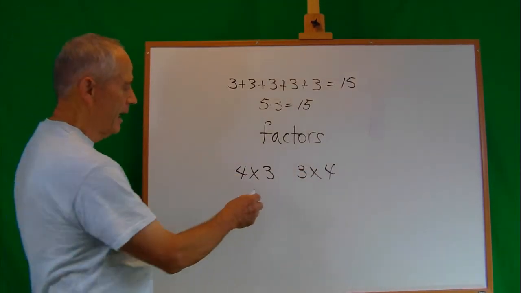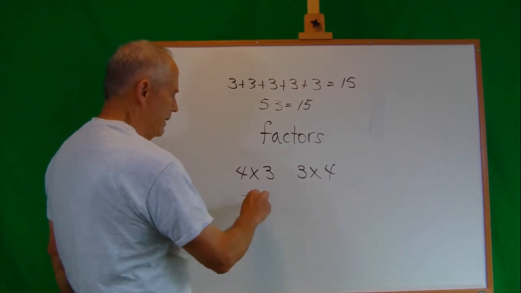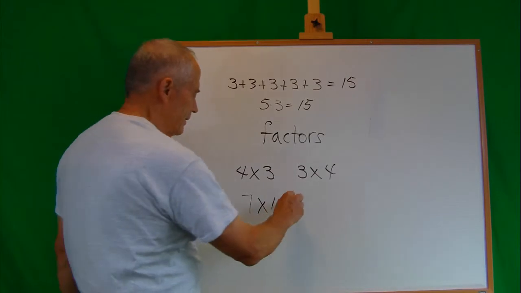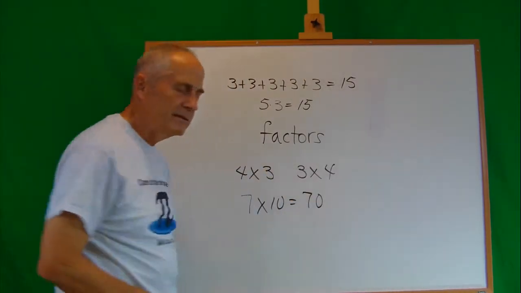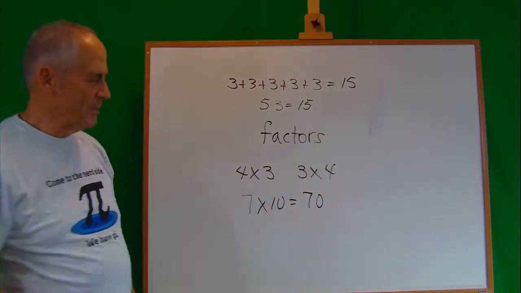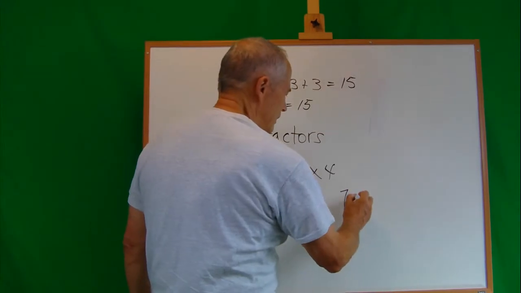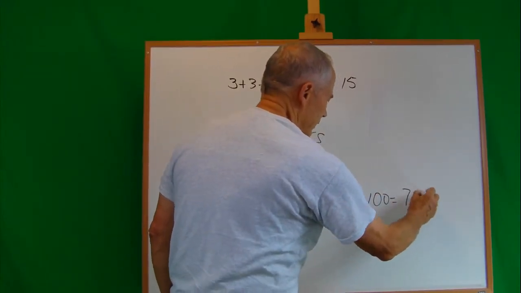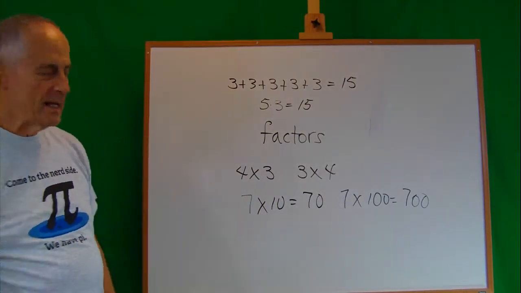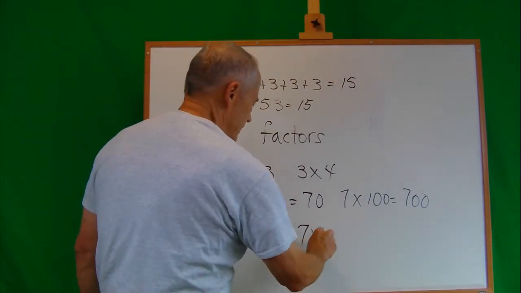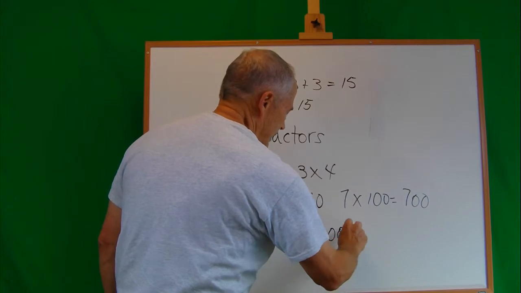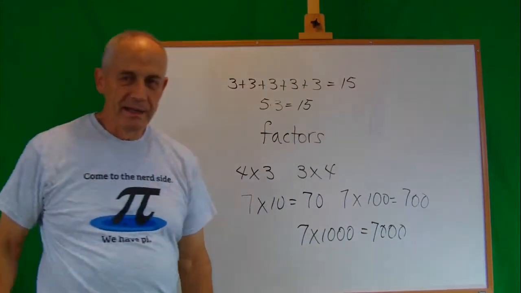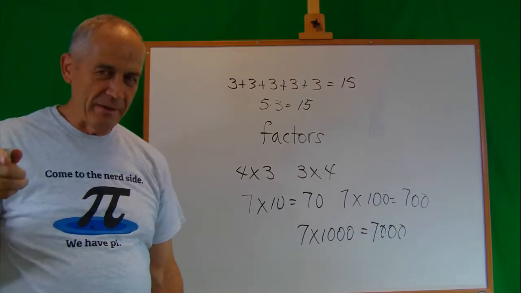Another thing that's helpful, if I multiply 7 times 10, I get 70. 7 times 100, I get 700. 7 times 1,000, I get 7,000. Does anybody see a pattern developing there?